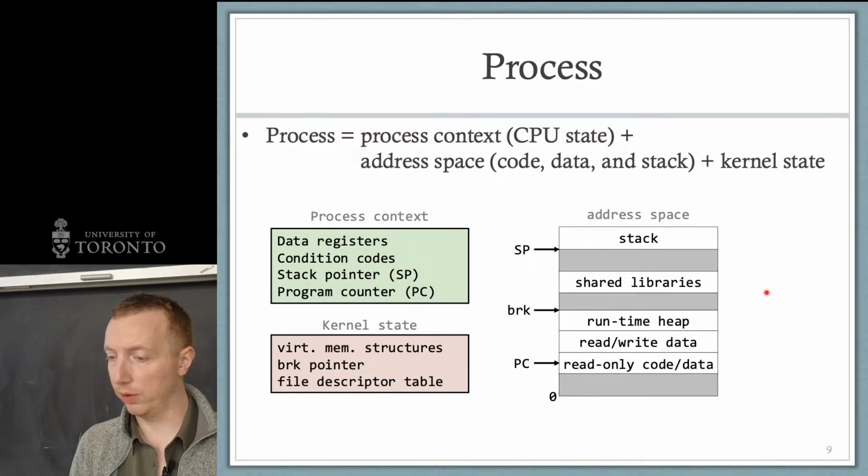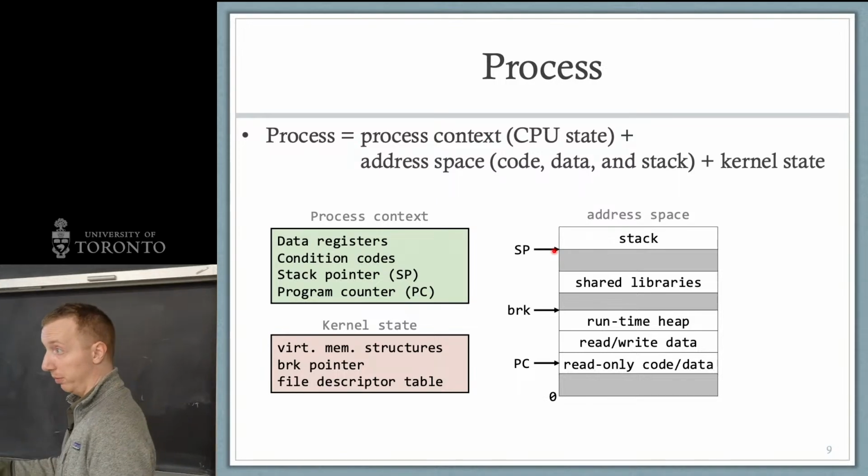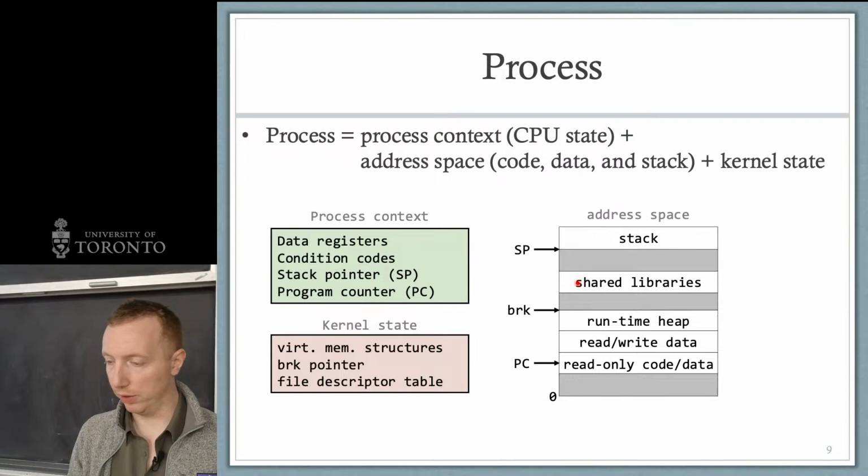And then here's a view of the memory. So your stack pointer is going to point somewhere to the stack. By default, your process will have a single stack. And then it'll map some region, some shared memory.